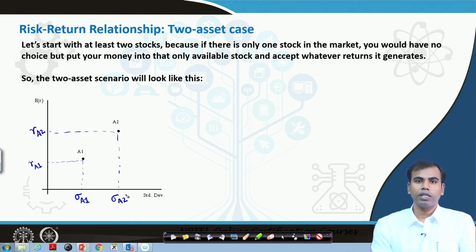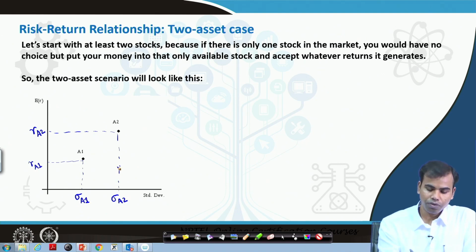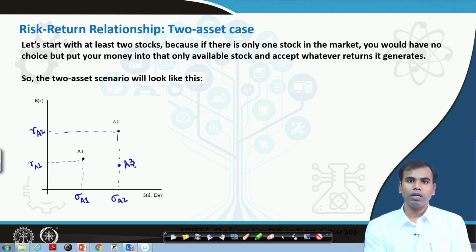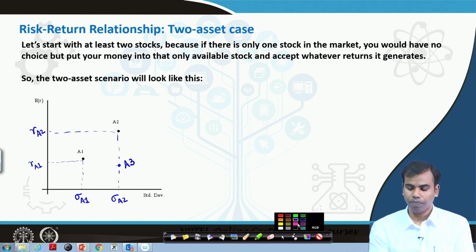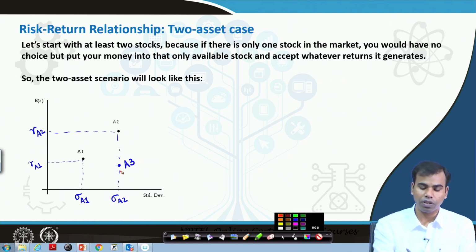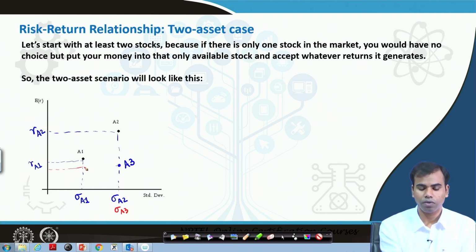Now, if there is a scenario with more than two assets, it would look something like this. For example, if there is an asset which lies here, let us call it asset 3. Typically, this asset might not exist in the market, because we know that for the same level of risk, which is the risk for asset 3, we have a lower return from asset 3.